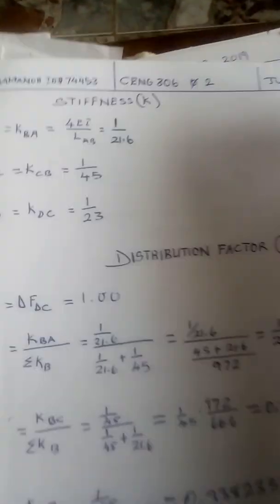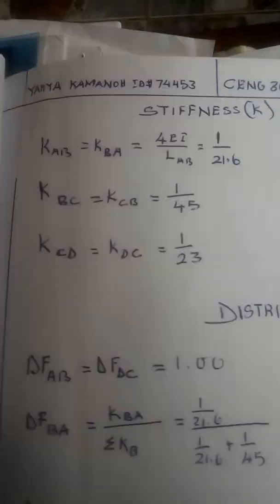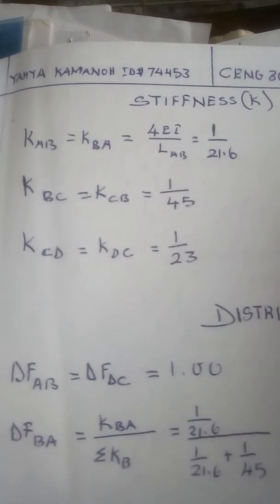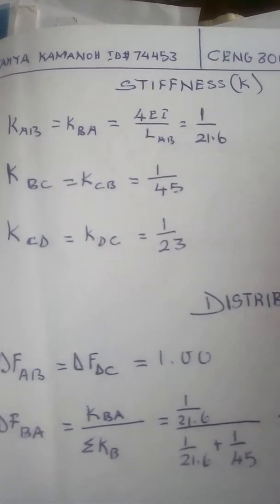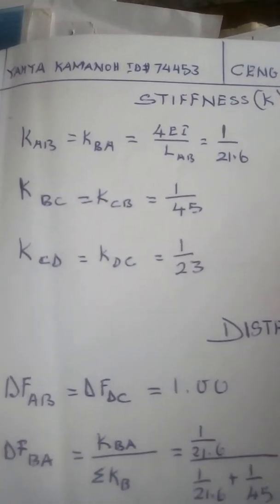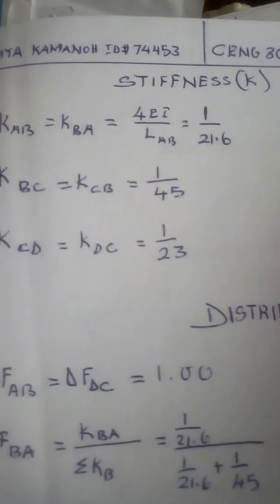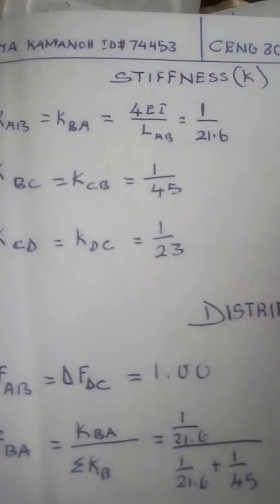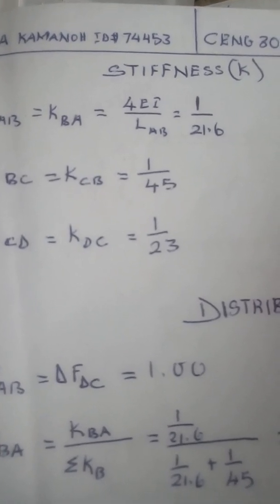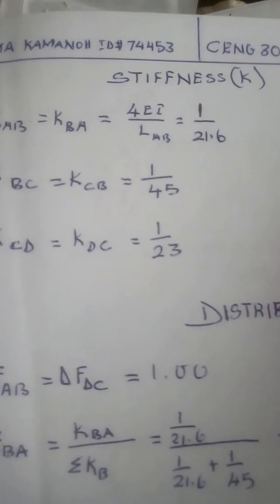We begin first by computing the stiffness for each span. And the stiffness for each span is equal to 4EI over L. And so stiffness is represented by K. So KAB is equal to KBA, which is equal to 4EI over L. The 4 is a constant, the E is a constant, and the I is a constant. So we're left with only 1 over L. It says 1 over 21.6.